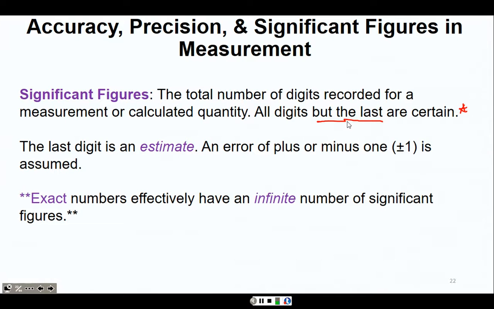Exact numbers do occur, however. These are things that have an infinite number of sig figs because they are counted values. So you don't have to say yes or no, is the last digit correct? No, it's just whether you count it or not. And so counted or defined values are going to be exact numbers, and these will be described as having an infinite number of significant figures. We'll get to some examples with those.